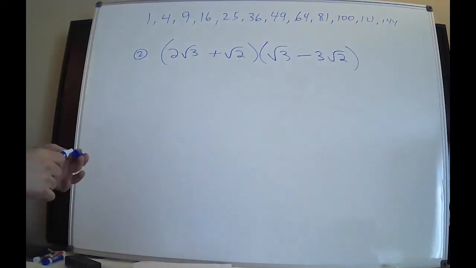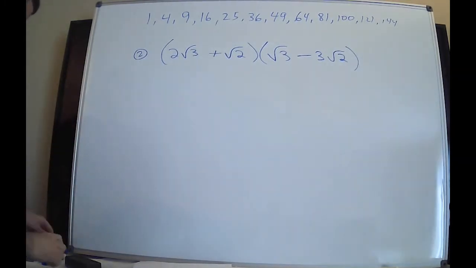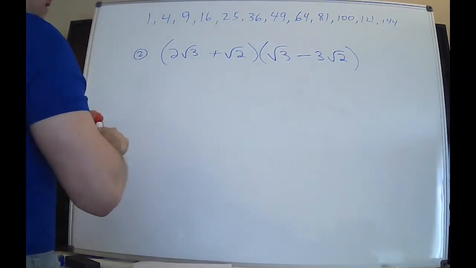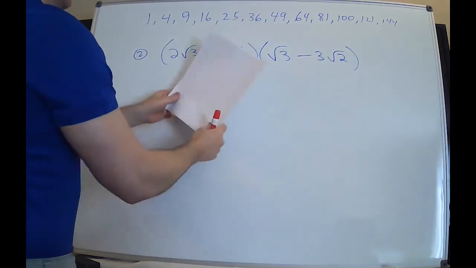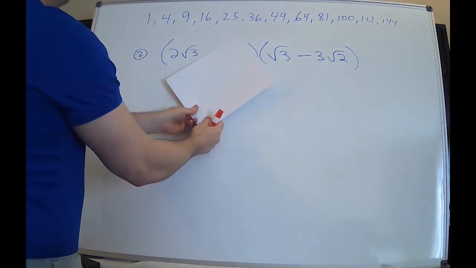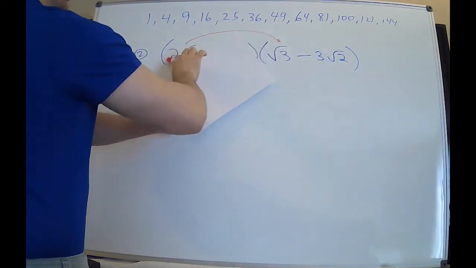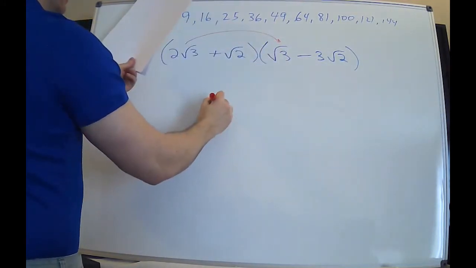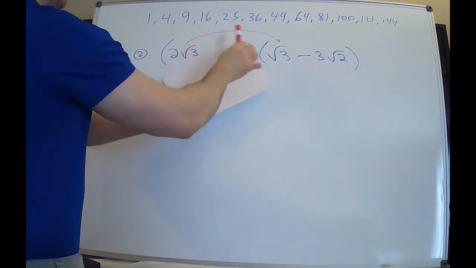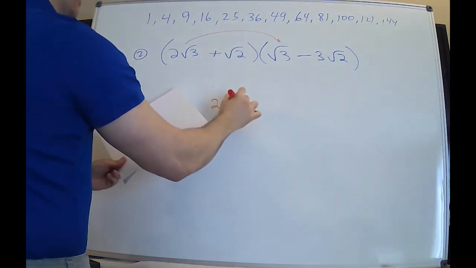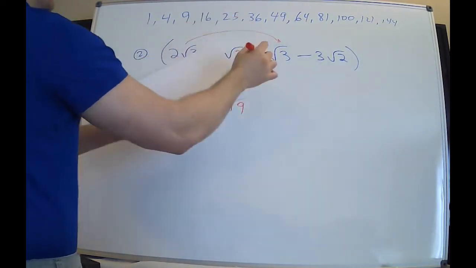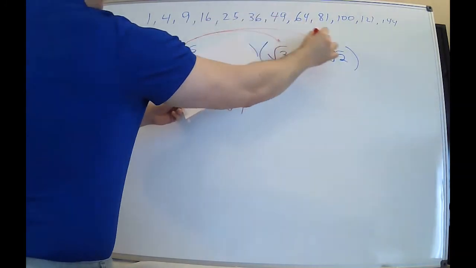Okay, number 2. Number 2 is much trickier. I think I'm going to try this. So let's see. I'm going to ignore that, and I'm going to do my first. Now, if you want, put a 1 there. 2 times 1 on the outside is 2. Radical 3 times radical 3 is radical 9, right? That's my first. Now I'm going to do my outer.